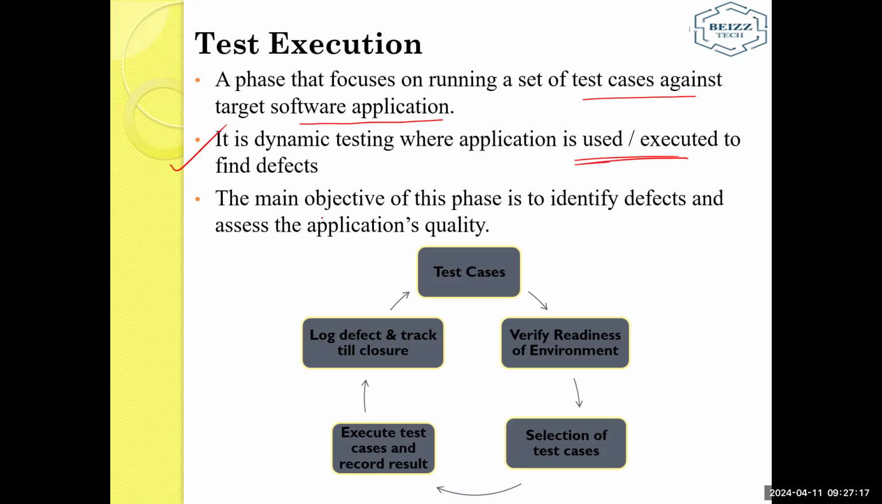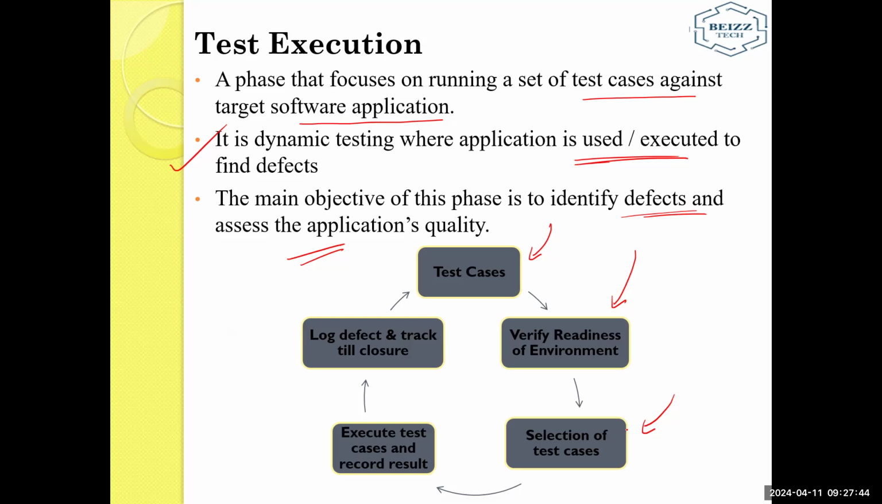So what is the main objective of this phase? Definitely to identify the defect and assess the application quality. But how does the execution process go on? First of all, you need to complete your test case writing. Once that writing is completed, we can verify whether the environment is ready for execution. Then if the environment is ready, we can select the test cases as per the priority.